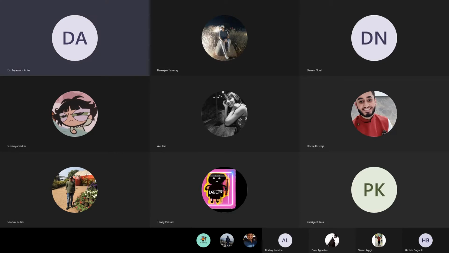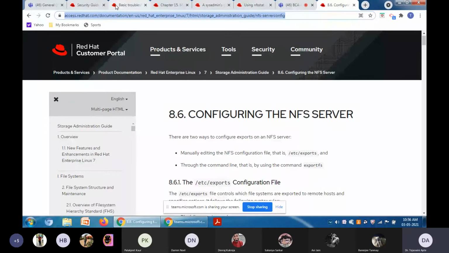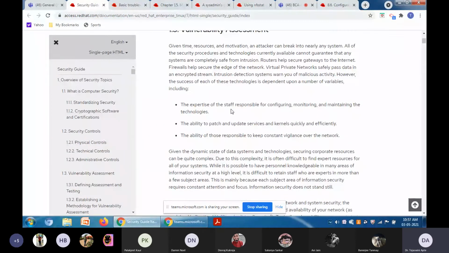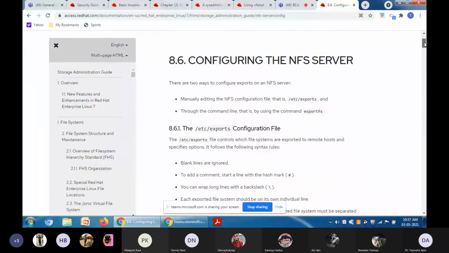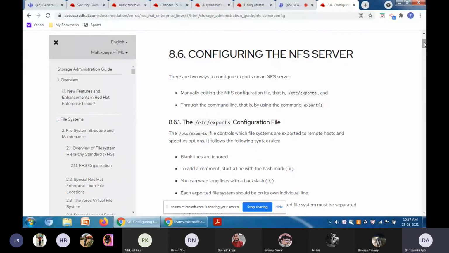So talking about NFS, we are discussing the example. The example is the expertise of staff responsible for configuring, monitoring, and maintaining the technology. Now see here, the NFS server, as you can see from my screen. NFS stands for network file share. I am going to share files from a shared location over the network. It is as simple as that. The /etc/exports configuration file.